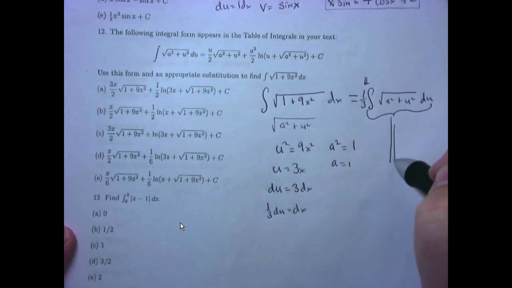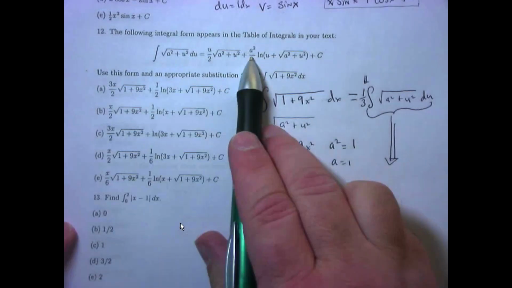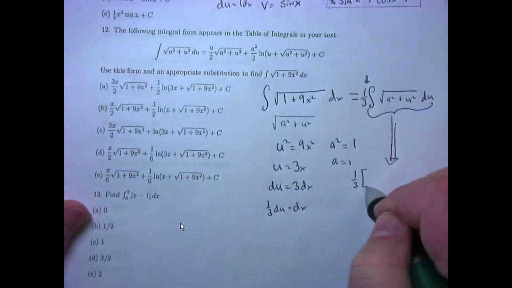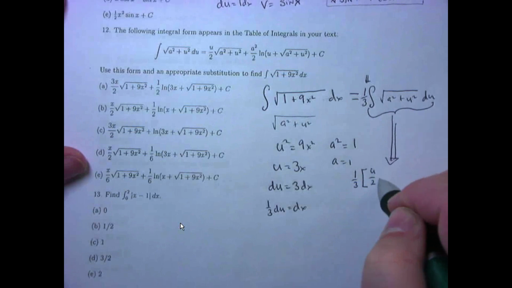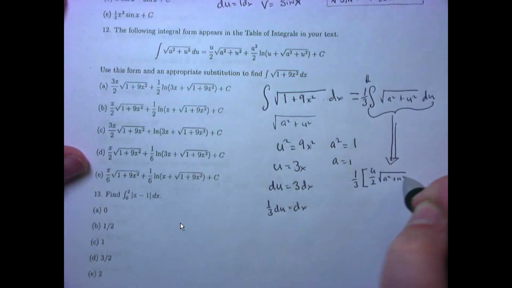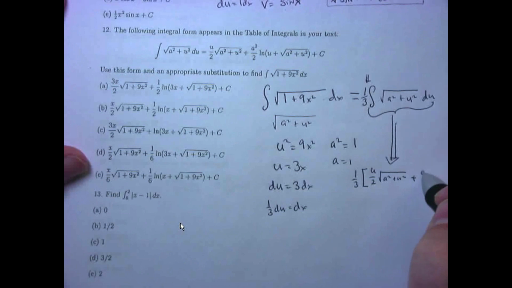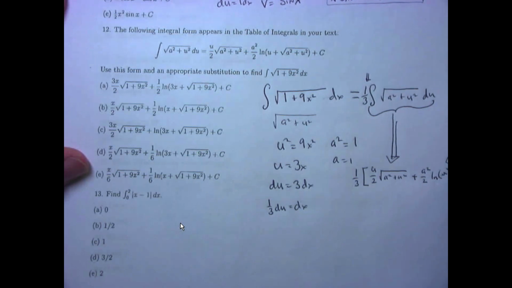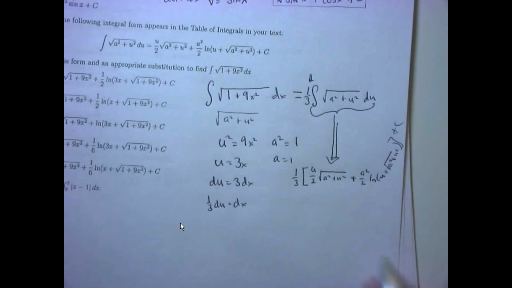And you'll notice that this is actually my formula, right? That's what they gave me. But there's a 1/3 out front. So this will be 1/3 bracket u over 2 times the square root of a squared plus u squared, plus a squared divided by 2 times the natural log of, I'm going to run out of room, so I'll come up to the corner here, u plus the square root of a squared plus u squared, close parentheses, close bracket, plus c. Okay? Now, clean it up. This is equal to, you can write it down here.